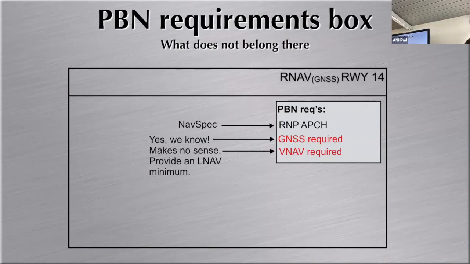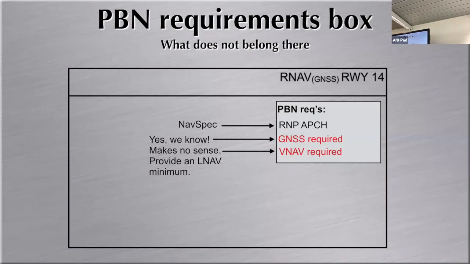What does not necessarily belong in that box is maybe an issue we need to discuss. There is no need to put something in an RNP approach that says GNSS required. Everybody knows that. GNSS is the only viable nav sensor for an RNP approach. So you don't have to put GNSS required because it's part of the nav spec. Also, something like VNAV required does not really make sense. Just provide an LNAV minimum, then people can fly either.